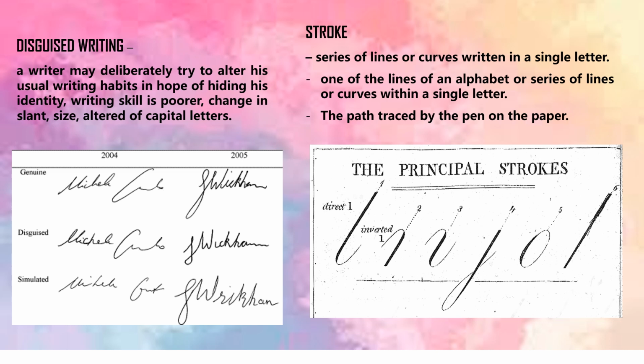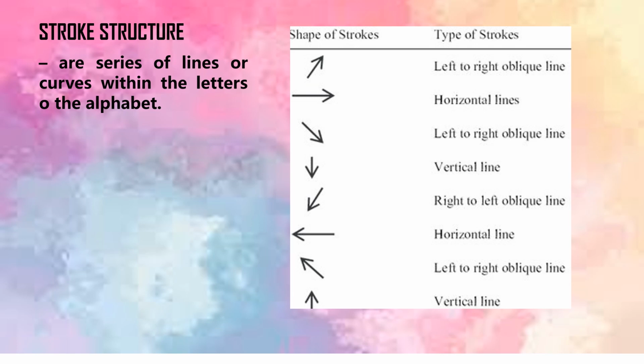While stroke is a series of lines or curves written in a single letter. We all know this, okay? But I just wanted you to know that this is one of the elements or characteristics of writing which has to be looked into when it comes to QD examination. One of the lines of an alphabet, or a series of lines or curves within a single letter. The path traced by the pen on the paper, as you can see in the photo. So that's the stroke.